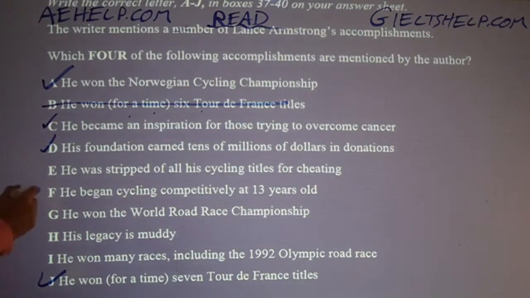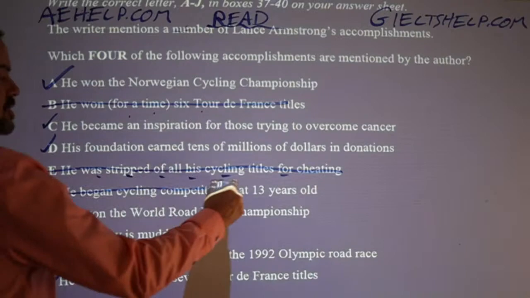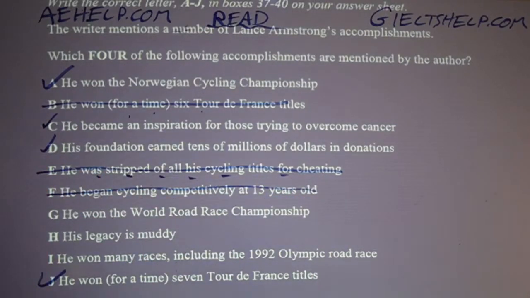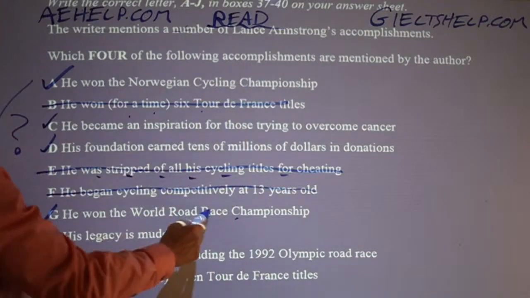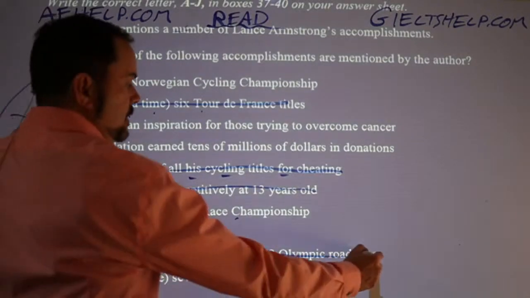Okay. He was stripped of all of his cycling titles. That's not an accomplishment. Okay, that's the opposite. He began cycling competitively. That's not an accomplishment. That's just something you do. He won the World Road Race Championships. That seems like a correct one too. So this one, I'm not sure which is better, Norwegian Cycling Championships or World Road Race. I'll have to check that. Okay. His legacy is muddy. That's not an accomplishment. He did not win the Olympic race.